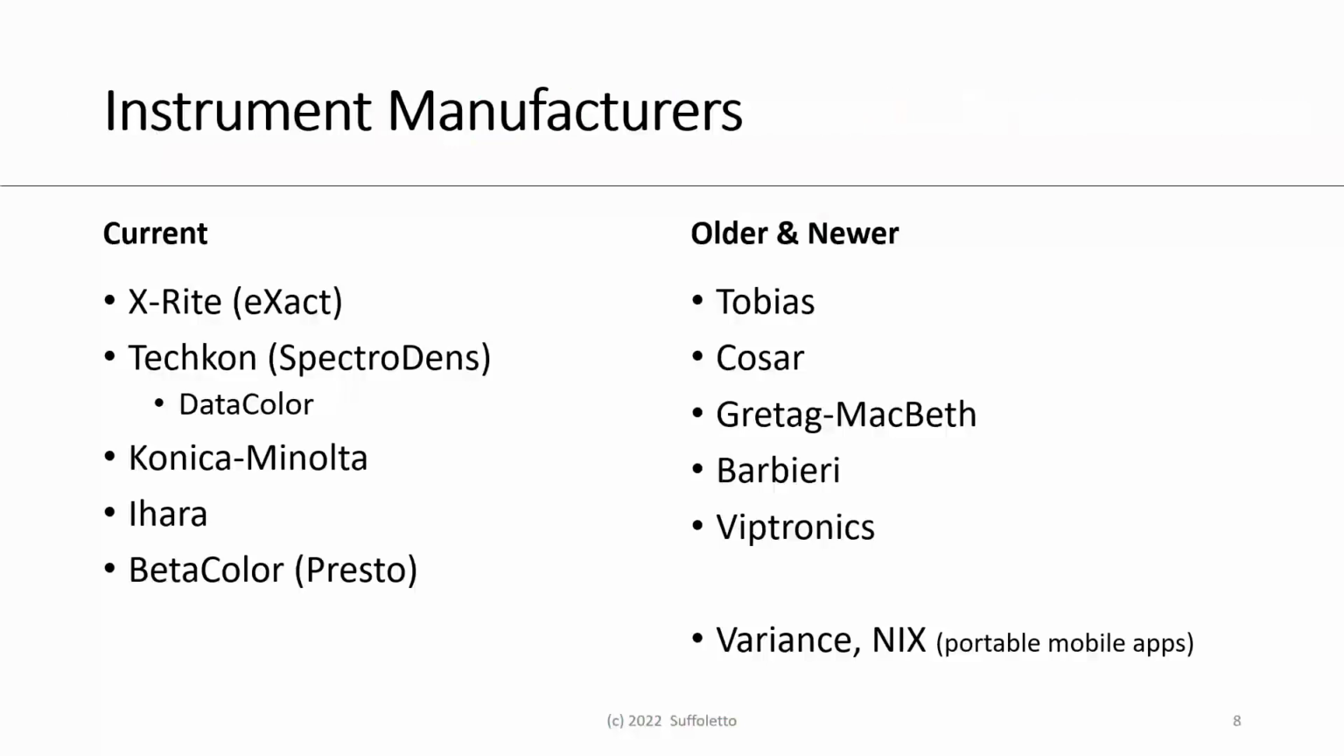These are some of the manufacturers of spectrophotometers. X-Rite is the largest and most popular. Techkon is number 2. Then we have Konica Minolta, Ahera, and Betacolor. Tobias makes densitometers. Cosar is no longer in business. Gretag Macbeth was purchased by X-Rite. Barberi, Viptronics. And I mentioned the last two here, Variance and Nix, because they make small battery-operated portable spectrophotometers that are interfaced with smartphone apps using wireless Bluetooth communication.